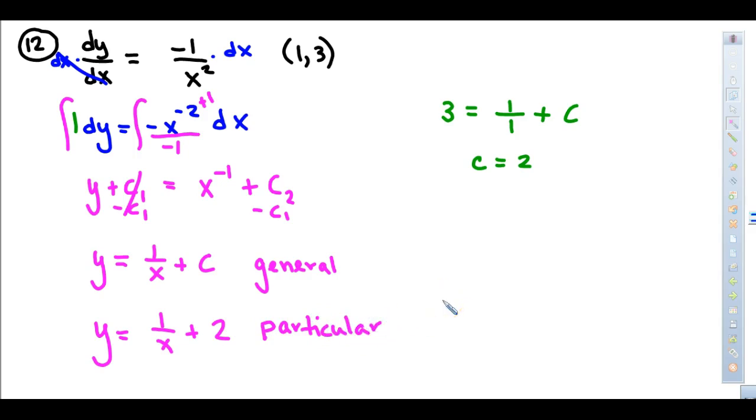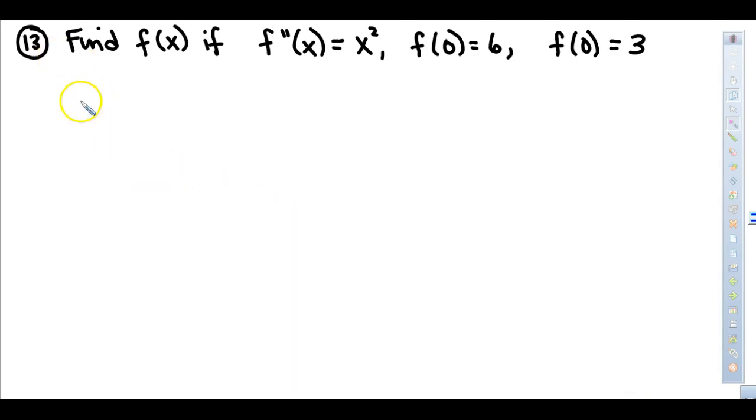Okay. All right. And remember that general solution is a family of functions. All right. Let's move on here. Just got a few more. Okay. All right. Number 13.